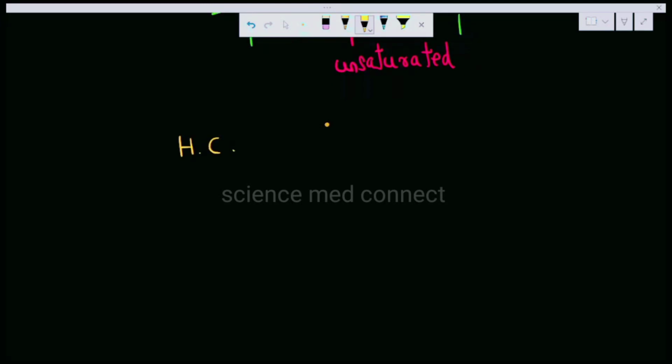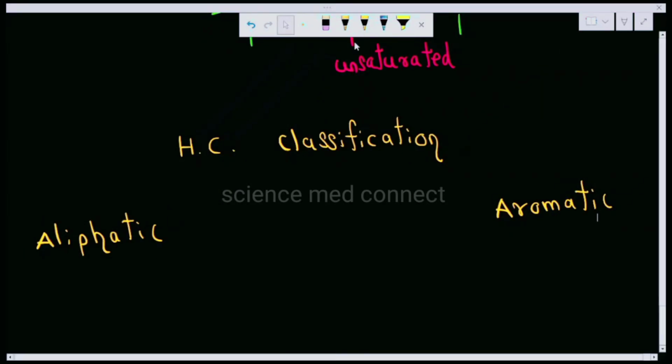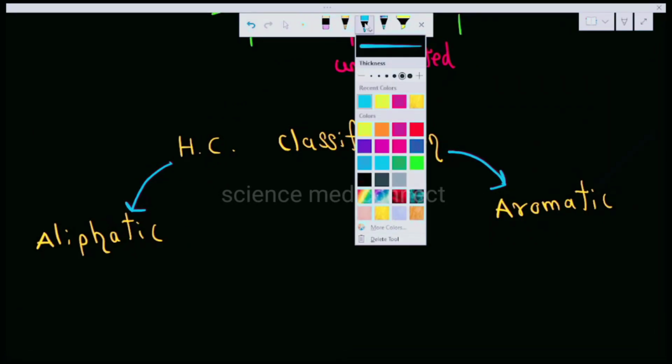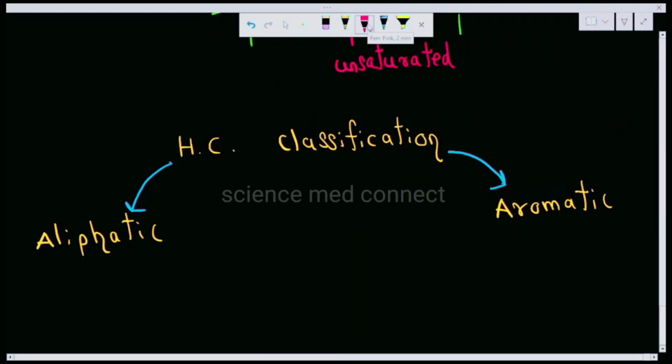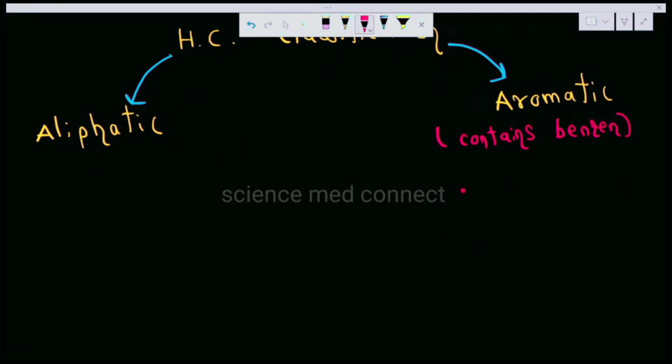So now let's talk about the classification of hydrocarbons. Hydrocarbons mainly divide into two parts. The first part is aliphatic hydrocarbons and the second part is aromatic hydrocarbons. So what is the main difference between aliphatic and aromatic hydrocarbons? The main difference is that aromatic hydrocarbons contain benzene.